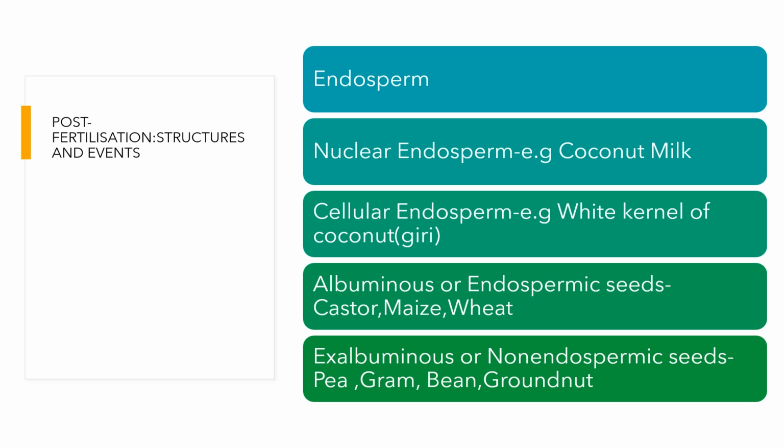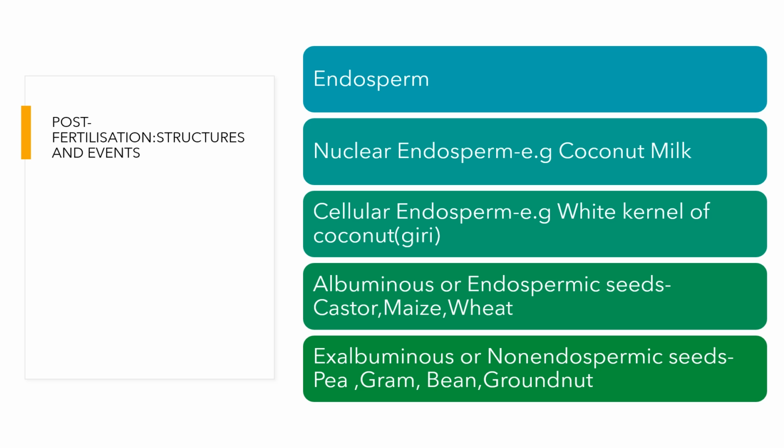Cellular endosperm is basically the white kernel of coconut, which we are eating, just like we are eating the giri of it. After nuclear division, subsequently cell wall formation takes place, and the endosperm becomes cellular.